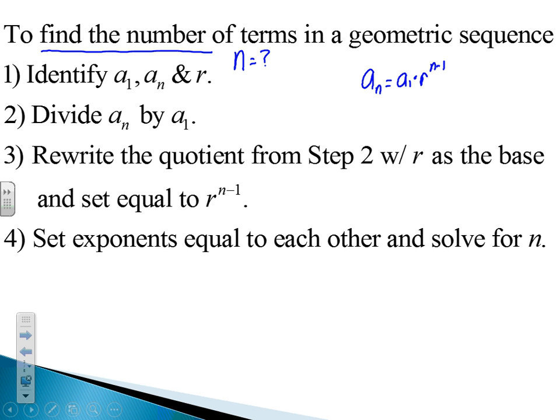Regardless of how you do it, whether we get a common base or change something into a logarithm, we're going to do the first two steps no matter what. I'm going to find out what they gave me. I'm going to divide a sub n by a sub 1 to try and isolate the variable we're solving for, in this case n. And then we would see, can we get a common base to set the exponents equal to each other, or do we have to convert it into a logarithm?